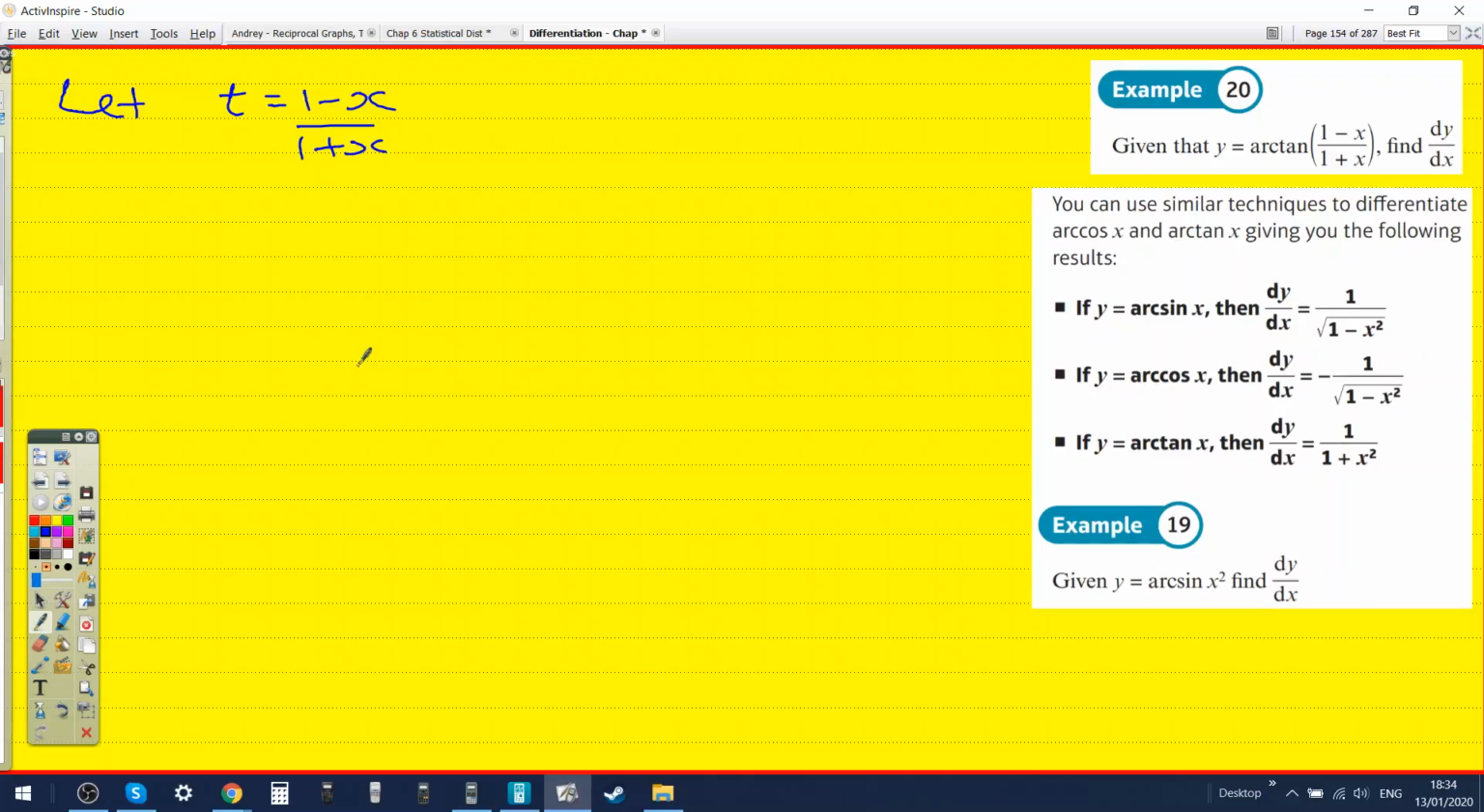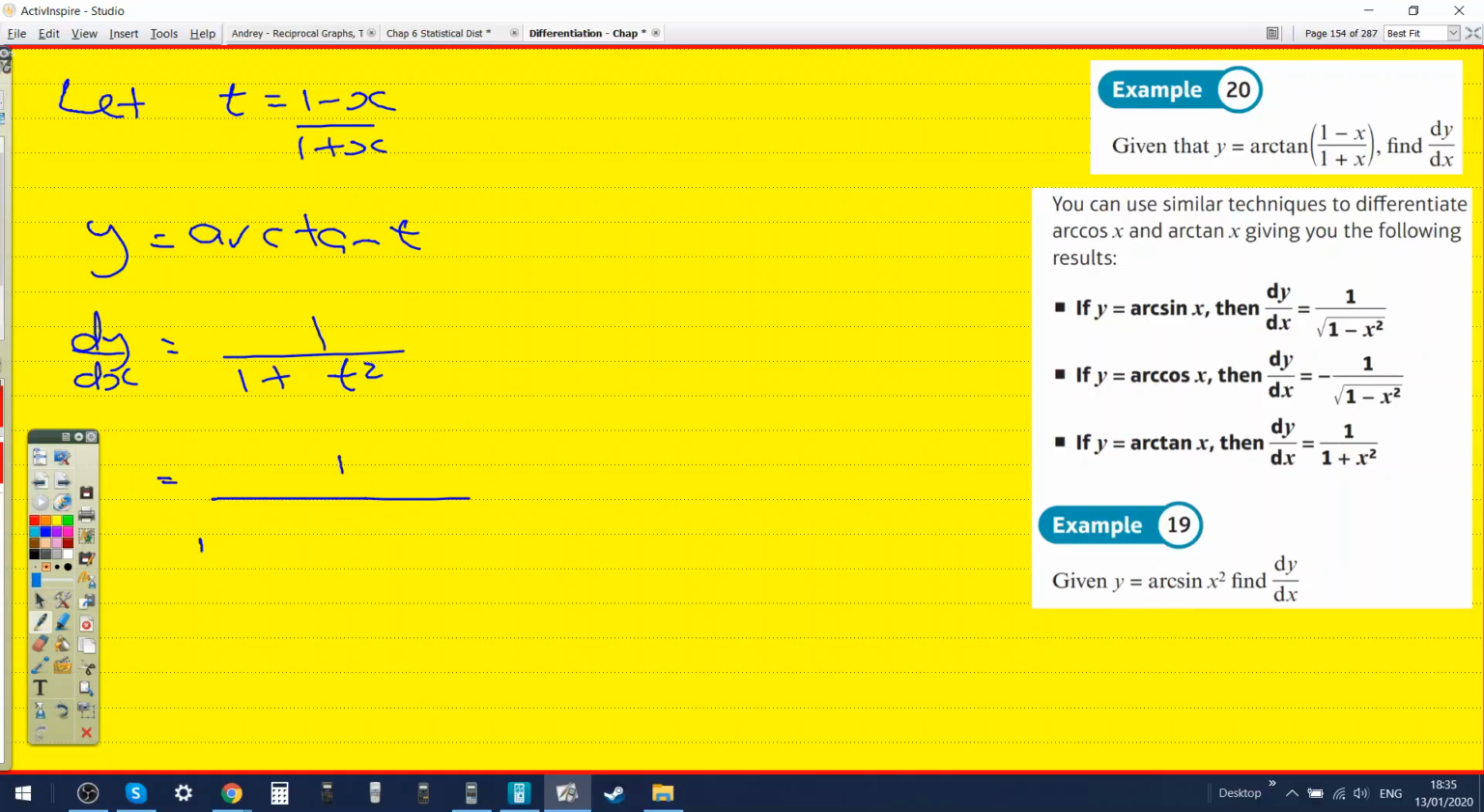Okay. So arctan t. Yeah, t is equal to (1 minus x) over (1 plus x). So then it's arctan t times the differential of t. Except it wouldn't be arctan t, it would be the differential. So it'd be 1 over 1 plus t squared, which then becomes 1 over 1 plus ((1 minus x) over (1 plus x)) all squared.